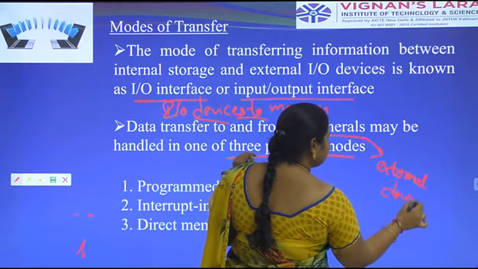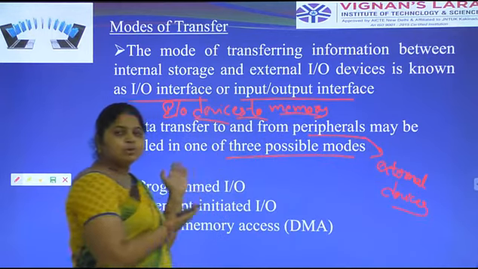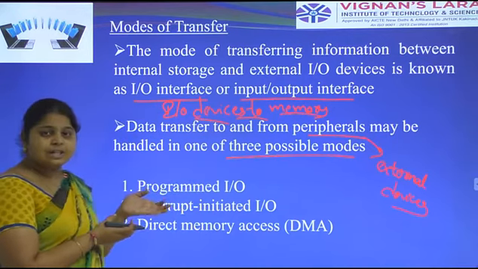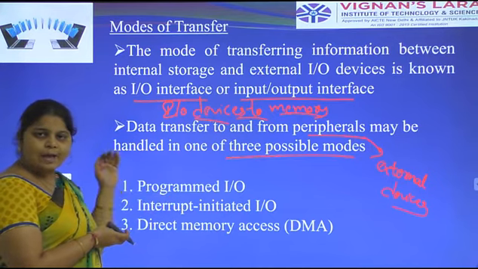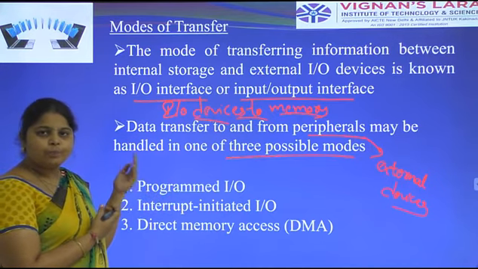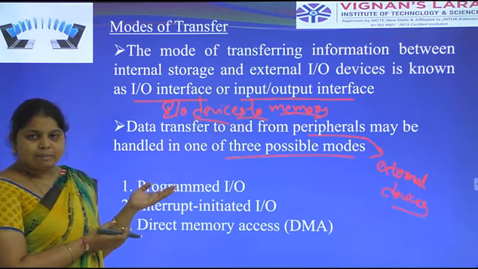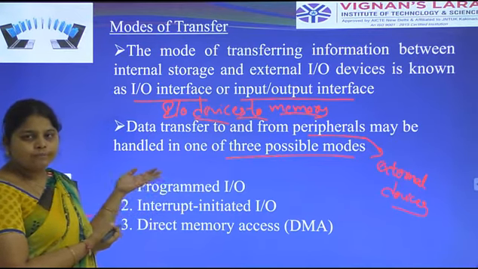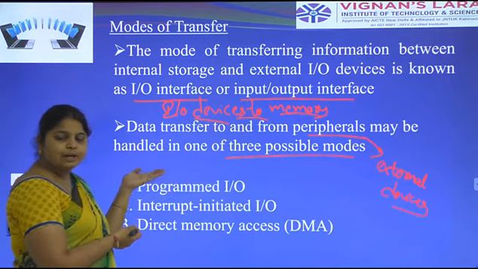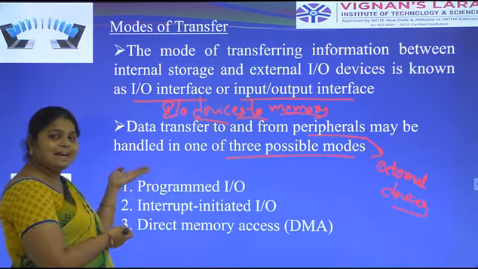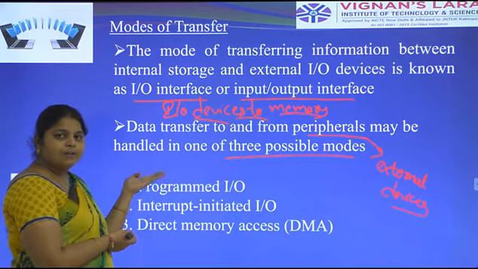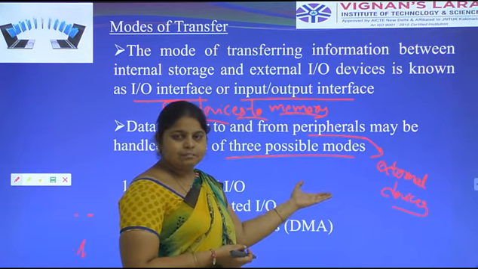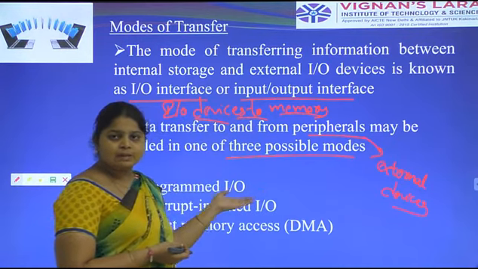What are the modes of transfer? The data that can be transferred between internal storage and external devices is known as an IO interface. IO means input and output interface. The data that can be transferred between the IO devices and memory is nothing but modes of transfer. Here, data transfer to or from the peripherals may be handled in one of three positions.